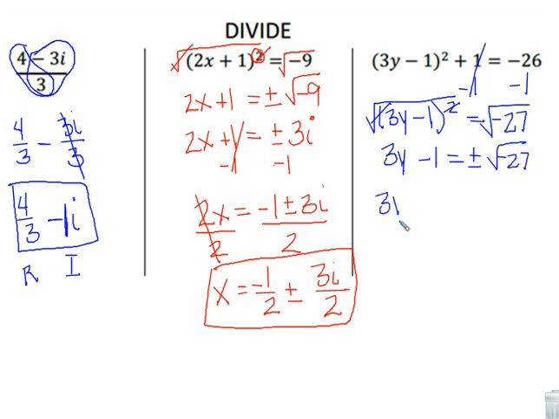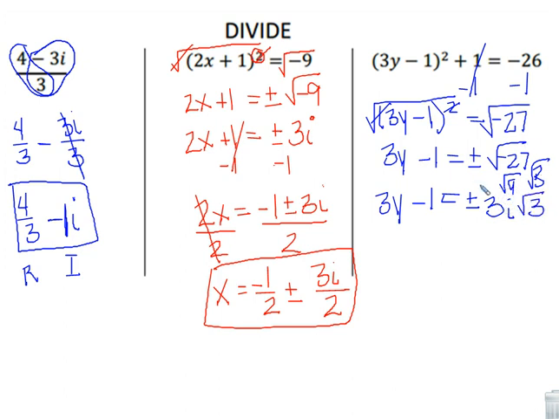Alright, so maybe we can simplify the right-hand side a little bit. We can break apart 27 into a 9 and a 3. Okay, square root those. Square root of 9 is a whole 3. And since my original number was negative, I need the i. And my other part over here is the square root of 3.